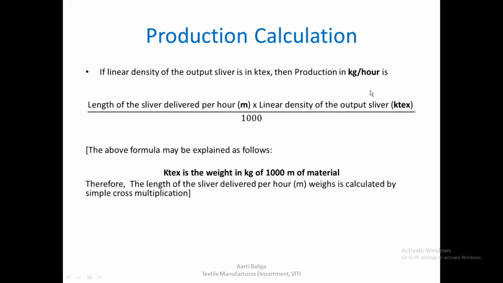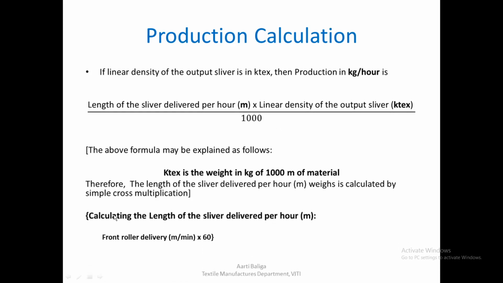So how can I explain this formula? We already know that kilotex is the weight in kgs of 1000 meters of material. So if this length of material delivered per hour in meters is say whatever X amount, so if I were to place this just below over here in meters, then that multiplied by ktex divided by 1000 would be the formula just by cross multiplication. So this is how we have got this formula.